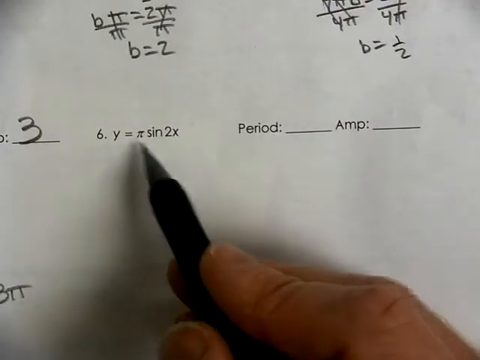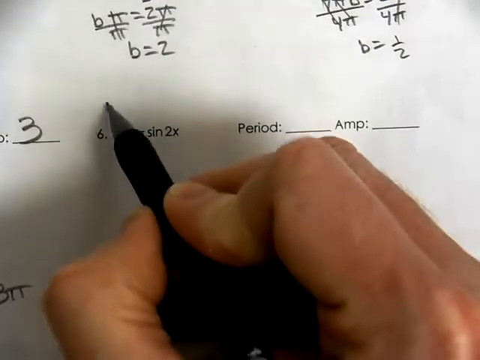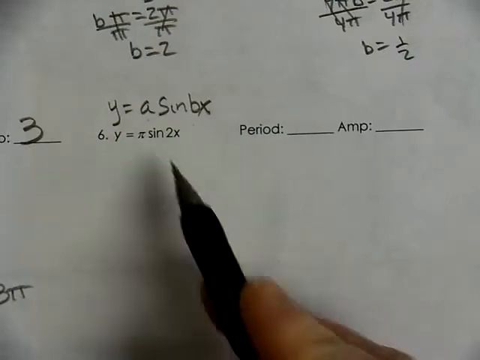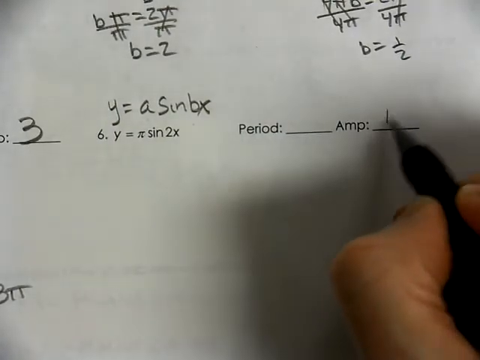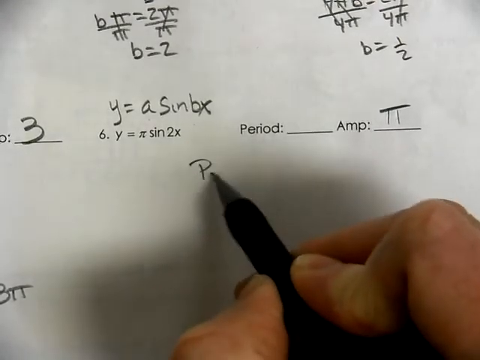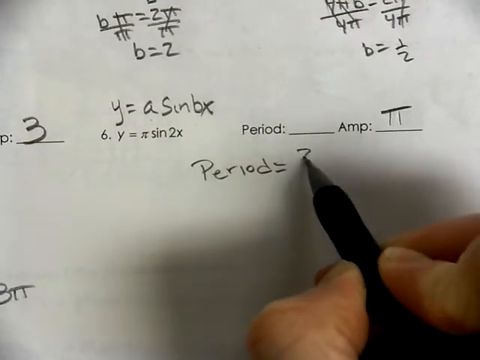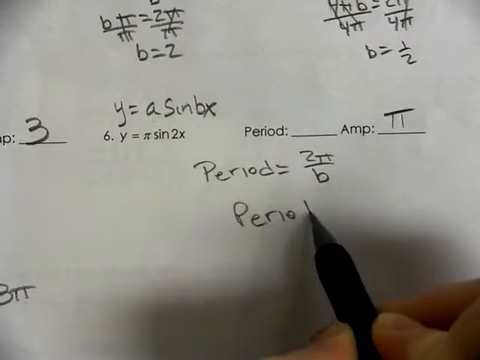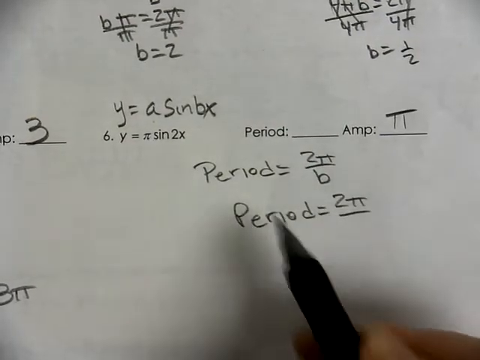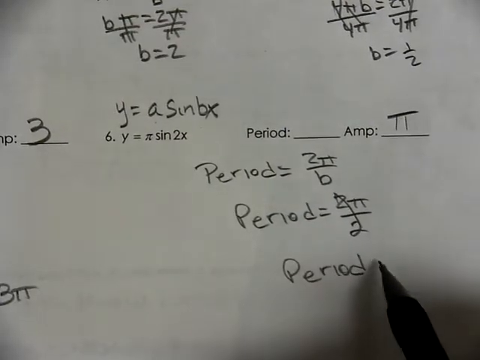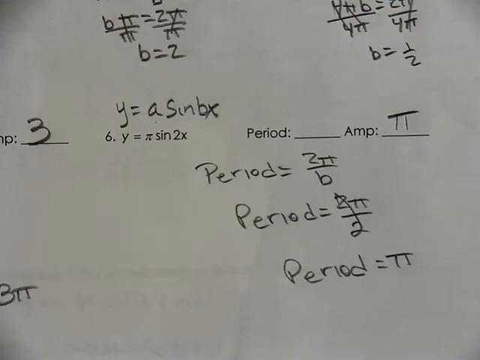For this next equation, the amplitude is your leading number. This is y equals a sine of bx. So your a value is pi, not a typical value you have for an amplitude, but it works. The period equals 2 pi divided by b. We don't know what the period is, but we have a b value which is 2. So the period equals pi also.